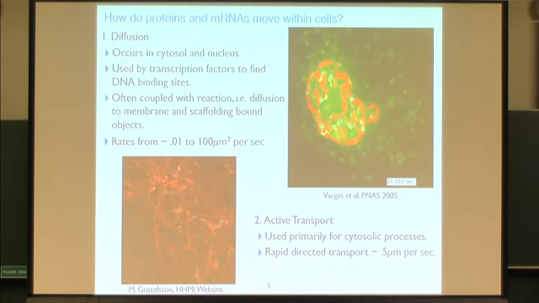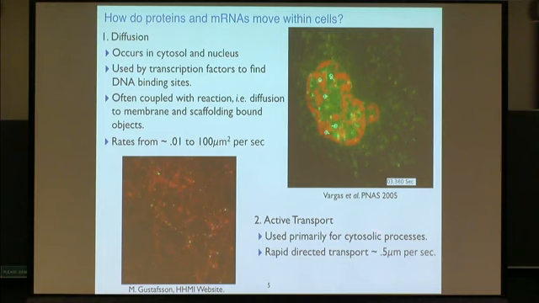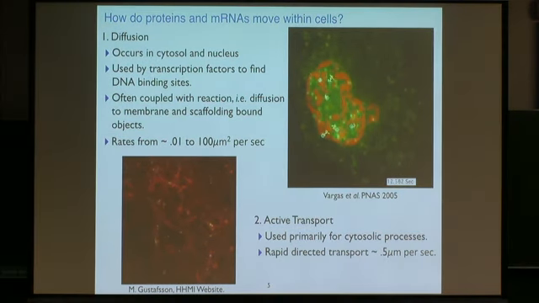Of course, the other way that things move around is active transport, which I'm going to pretty much ignore in my talks, but I'm happy to chat more about it. Of course, this is mainly used out in the cytosol, and we can think of this as rapid directed transport. It's the railroad system of the cells. We've got here, in this case, microtubules, and this is individual kinesins moving along them.